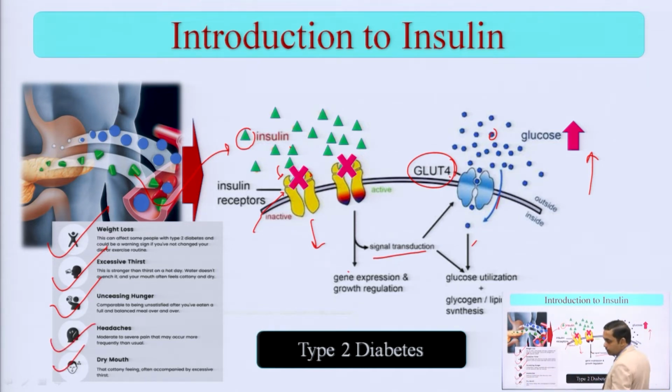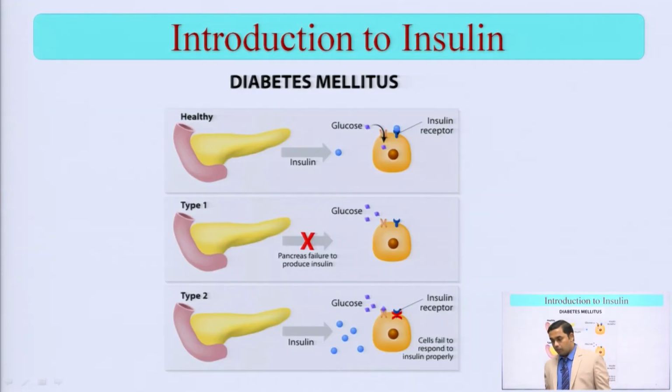So, that is why my dear students, you should be very, very careful. If you face some kind of problem, you should immediately meet your doctor. Now, here is the entire summary of what I am trying to tell you. In healthy patients, insulin is produced from your pancreas, it binds to the insulin receptor, and then glucose is able to enter.